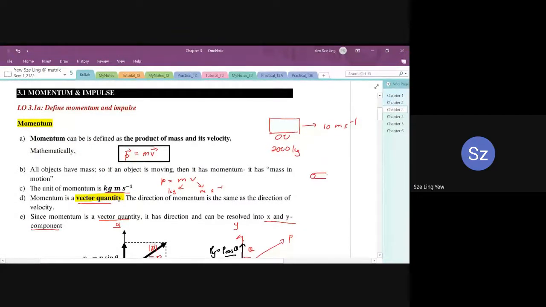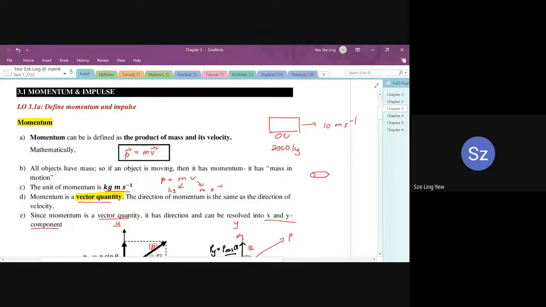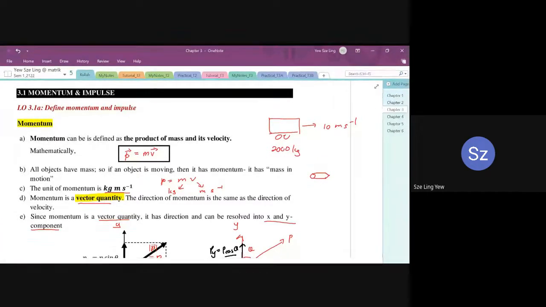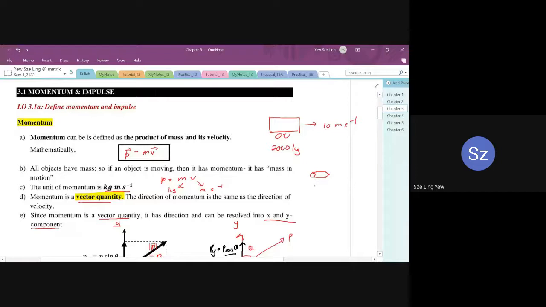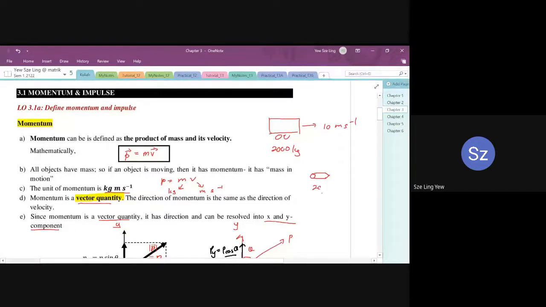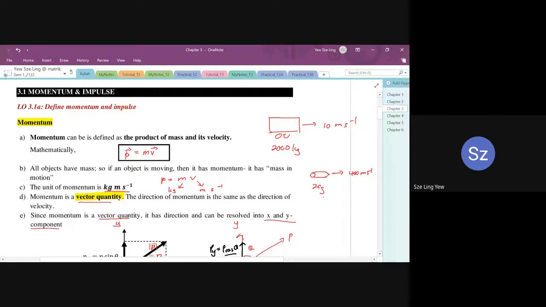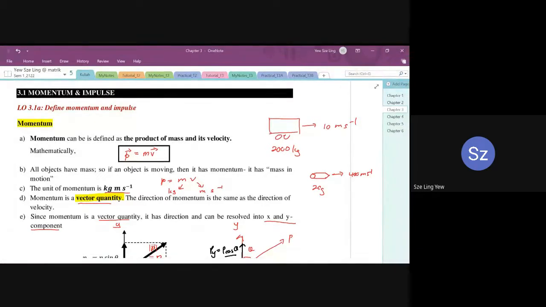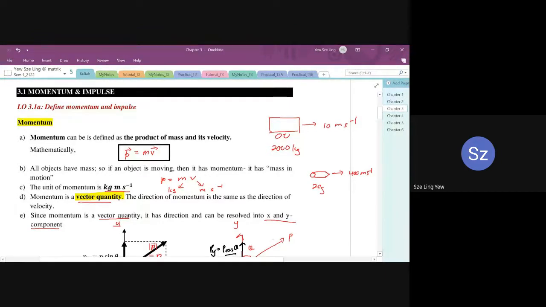If you have a bullet, and a bullet often moves at a very high speed. For example, this bullet is 20 gram and it's moving at 400 meter per second. This is also something that is very hard to stop. So if something is moving with a very high velocity, or it has a great mass, then it will be hard to stop because it has a great momentum.